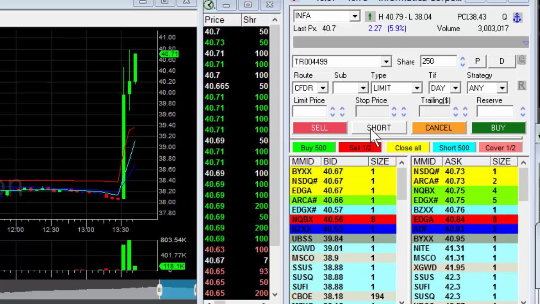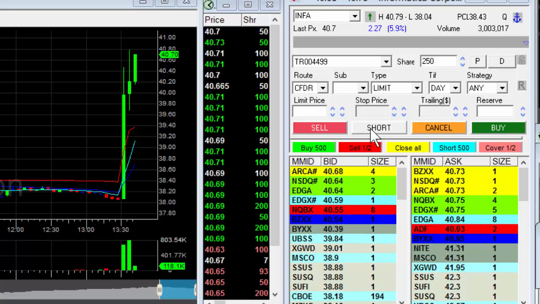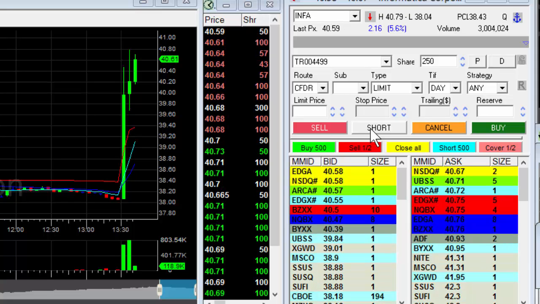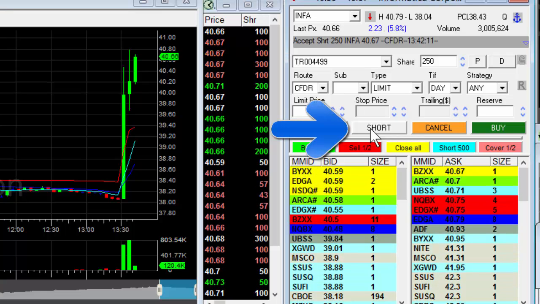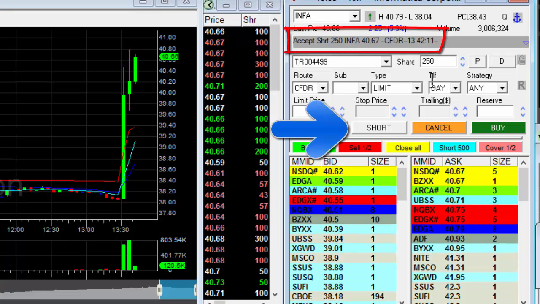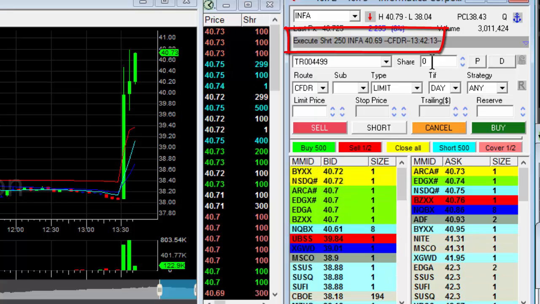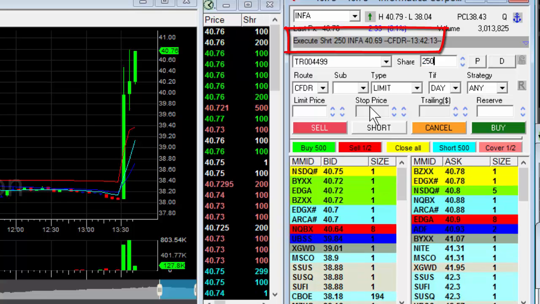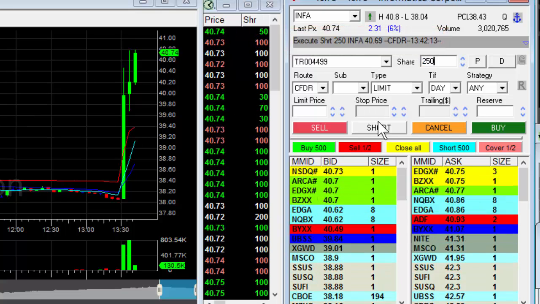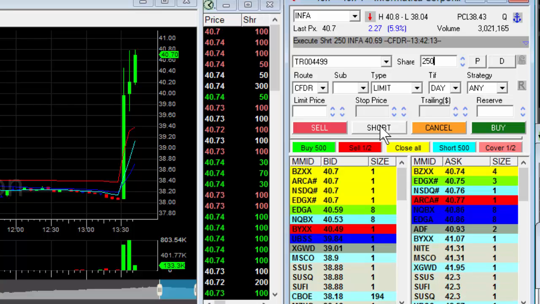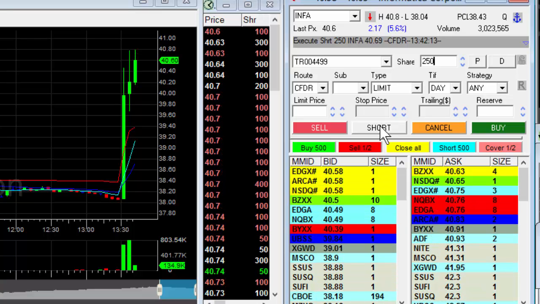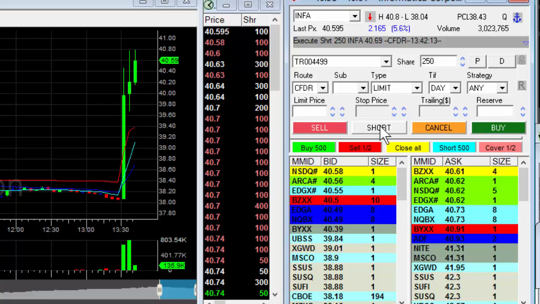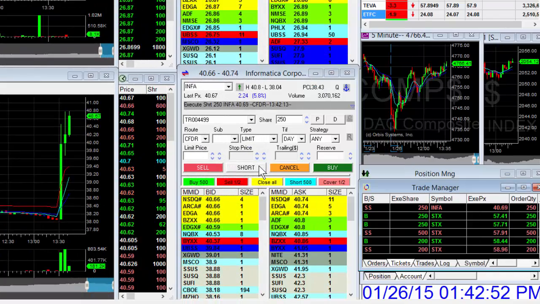Now, I'm going to scale in 250 shares at a time. And I'm going to take 250 shares short right now. Actually, I'm going to short it right here. Got filled at 40.69. Okay, good. And I plan on adding another 250 shares to this short if we get a push up to around that $41 level, maybe 40.90. Okay, and my stop will be right over 41.